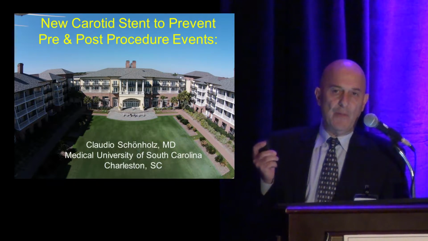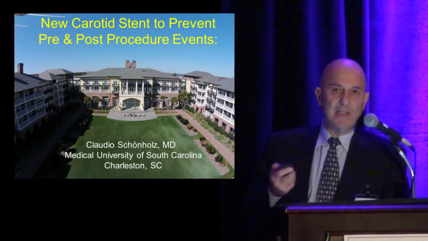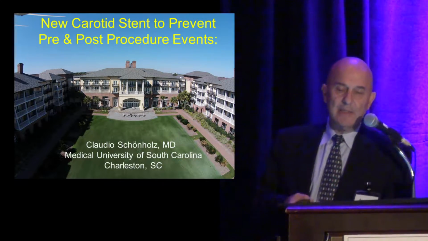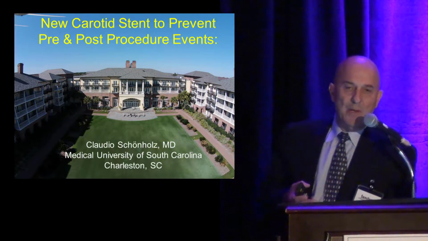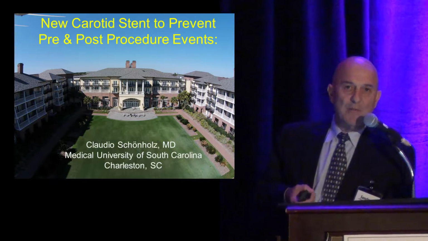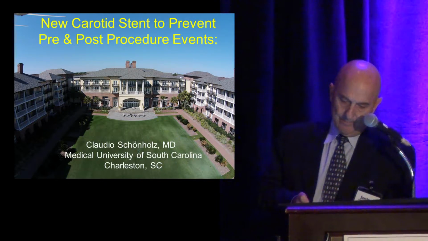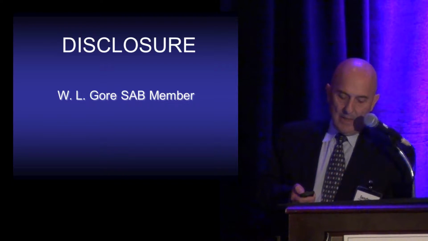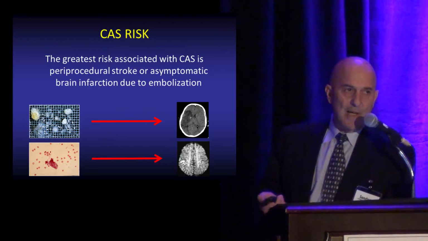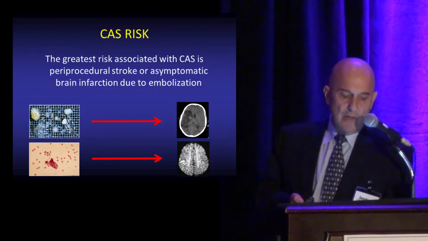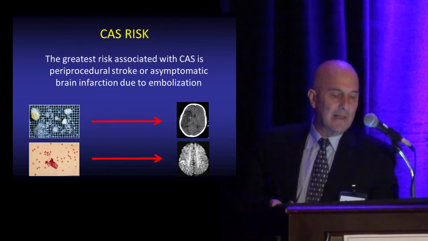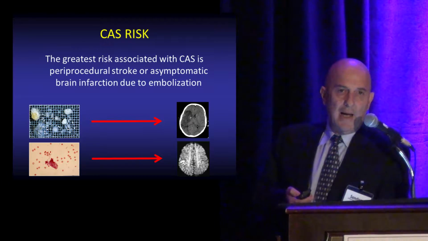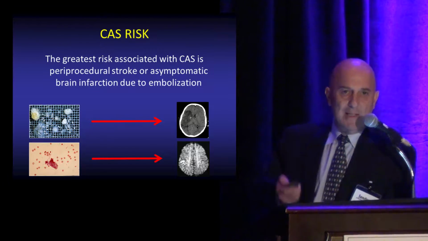One of the important things when we do carotid artery stenting, of course, is the protection device that we use. But the other important issue is the type of stent that we use. My disclosures again, and again, the risk: embolization, macro or microembolization, and the time that we see the complications of carotid artery stenting are in different phases of the procedure.